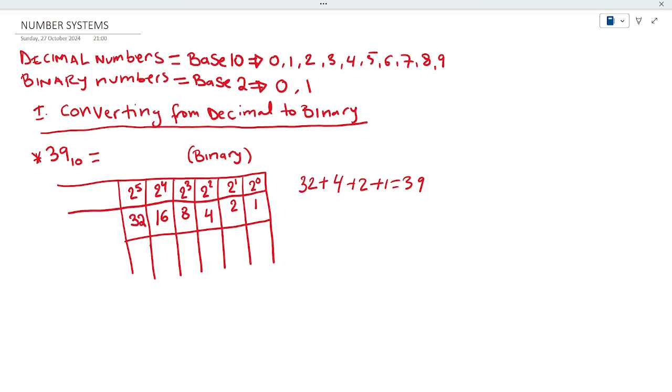So what does that mean? Where the answer was 32, we give it a 1. Where the answer was 4, we also give it a 1. And where the answer was 2, we also give it a 1. The numbers that gave you 39 after adding them together get a 1, and the numbers that did not contribute to 39 get a 0. So this is how we get to this one. We're going to try and do another example.